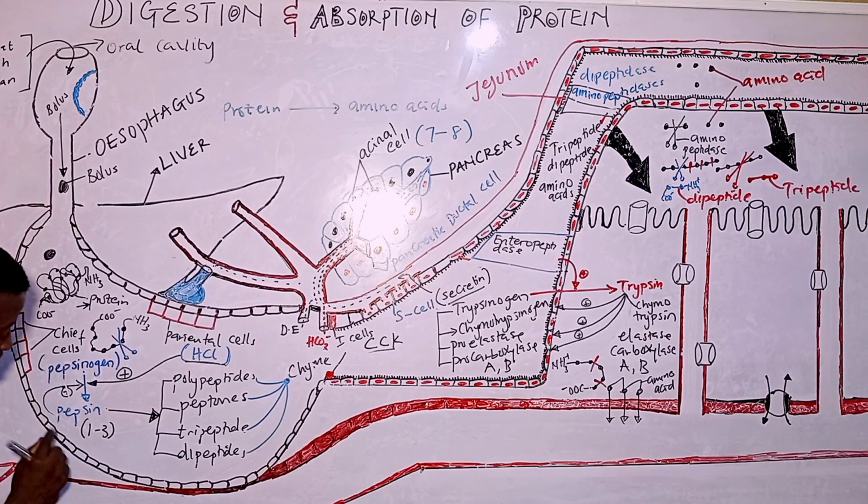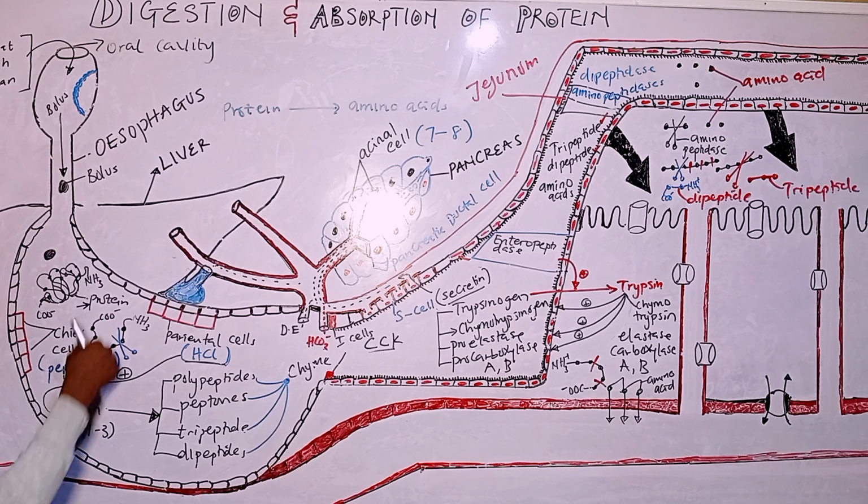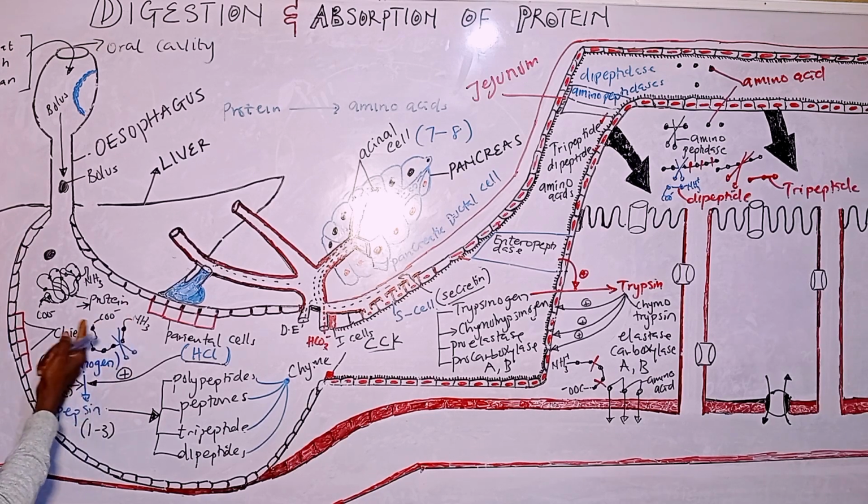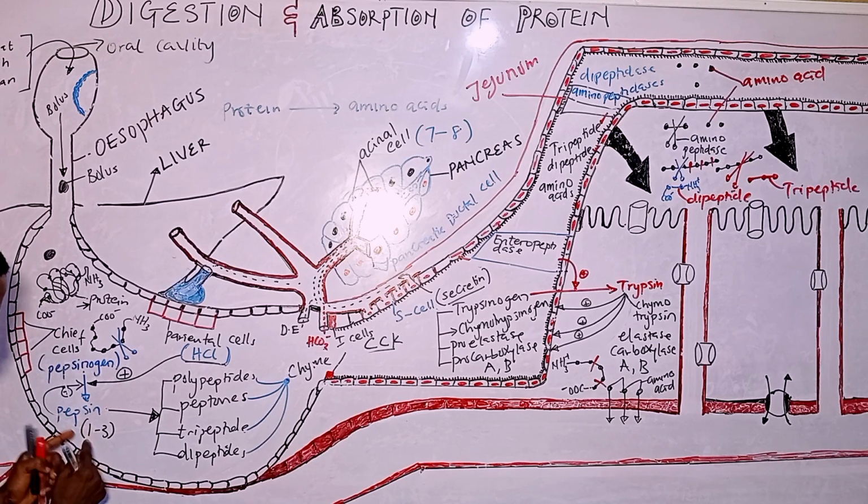And one thing I want you guys to understand is that pepsin is a type of endopeptidase. It acts inside the protein. Its action doesn't start from either the amino end or the carboxyl end, right? So it's a type of endopeptidase, and it requires a pH that ranges from 1 to 3. So the stomach is highly acidic.